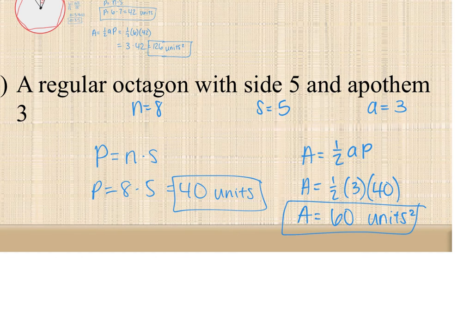So guys, if it gives you the side, the apothem, and the number of sides, okay, for an octagon it's 8, right? They're super easy problems, but when they don't give you one of the pieces of information, you have to use a diagram to solve for it, okay?